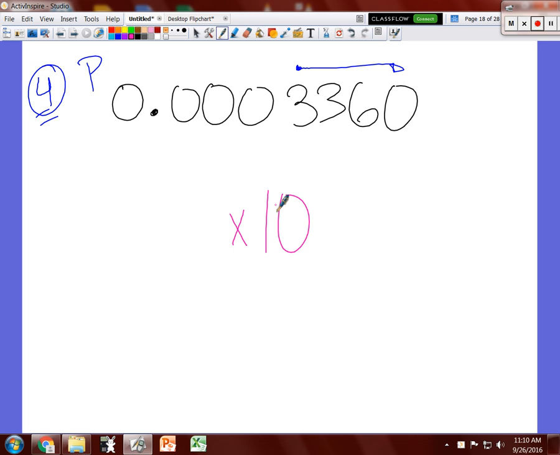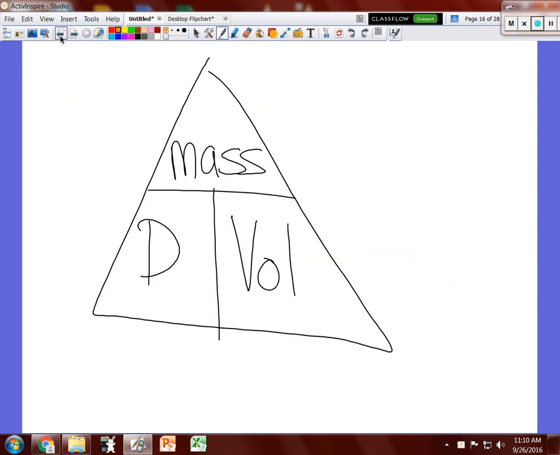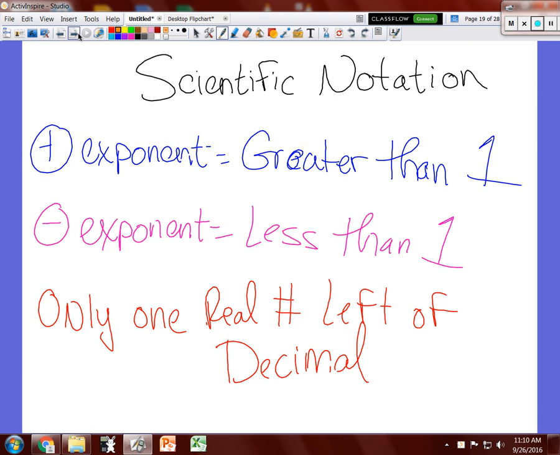Negative. How do you know? Very good. It is less than 1, and so it is negative. We don't know that yet. So we know this has got to be something negative. Well, then, our third rule that we cannot break is that we only need one real number left of the decimal.